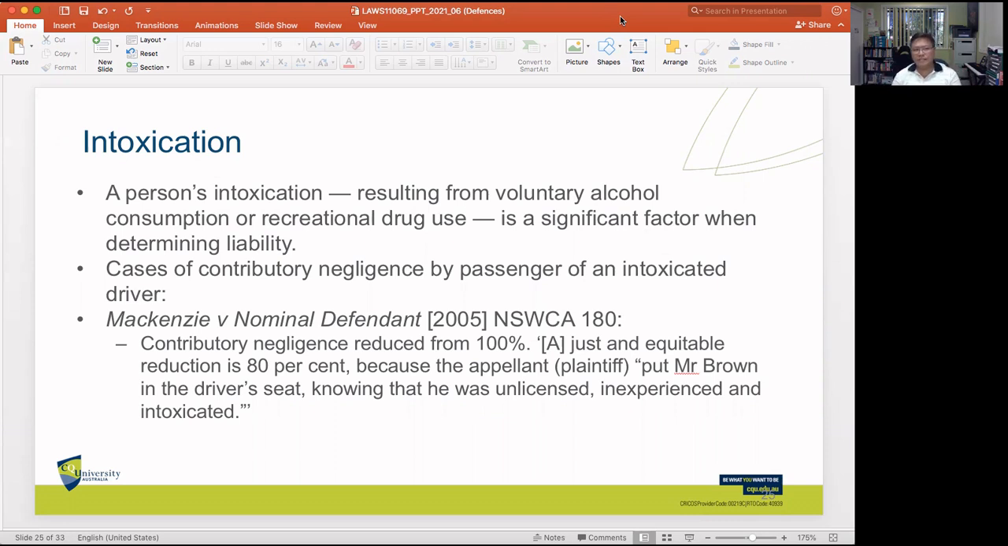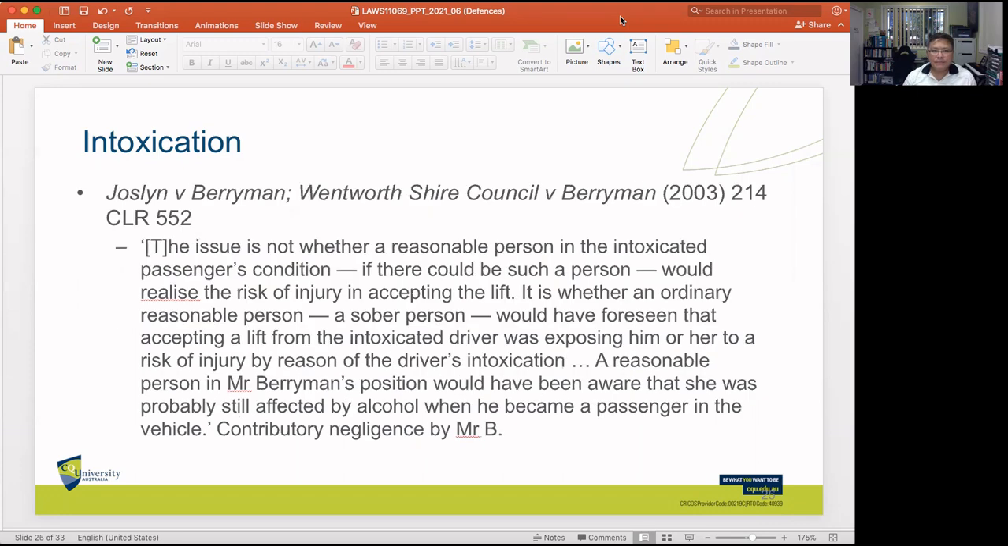So what is the significance of a claimant being intoxicated? That would be a significant factor when determining liabilities. For example, in the case of McKenzie versus Nominal Defendant, the contributory negligence was reduced from 100%. A just and equitable reduction is 80% because the appellant or plaintiff put Mr. Brown in the driver's seat knowing that he was unlicensed, inexperienced, and intoxicated.